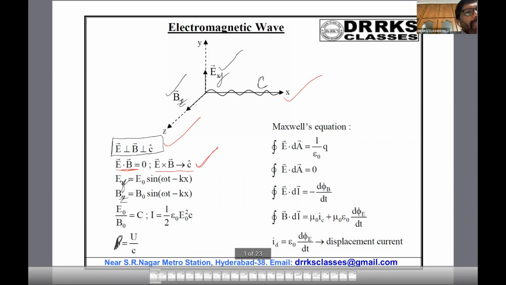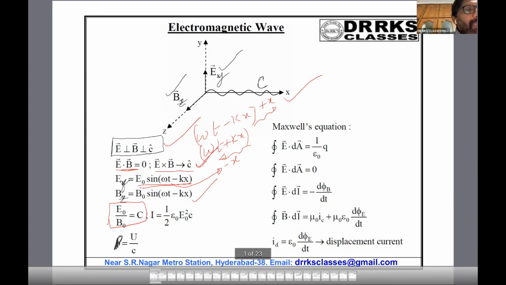Suppose the electric field is given as E naught sine omega t minus kx. From this sine function, we'll find the direction. If omega t minus kx is there, this represents a wave traveling along positive x direction. If omega t plus kx is there in the sine function, it represents a wave traveling along negative x direction. From the sine function of electric field or magnetic field, we can find the direction of propagation.